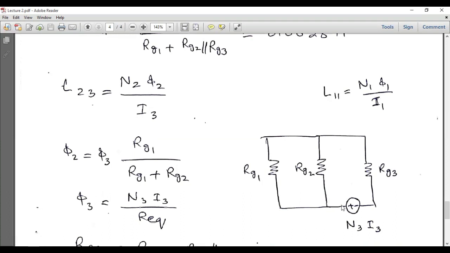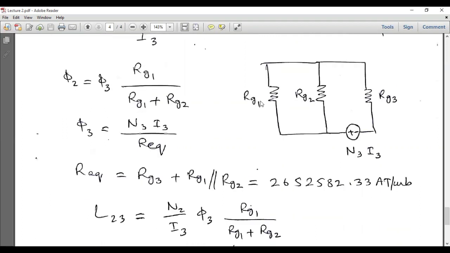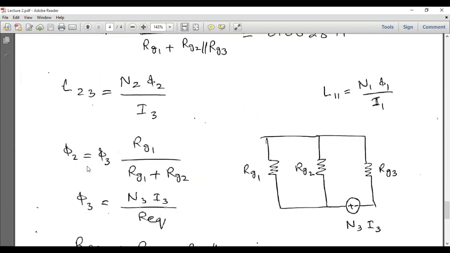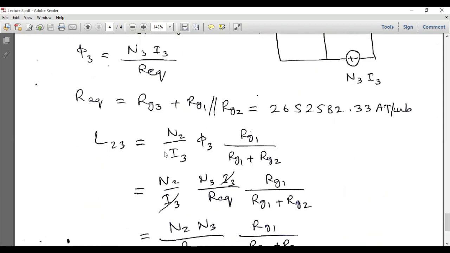Phi 3 in this case will be equal to N3 I3 divided by R equivalent, and the equivalent reluctance, assuming the source is present over here, can be calculated by the parallel combination of these two reluctances and their series combination with this Rg3. So Rg3 plus Rg1 parallel with Rg2 will be the R equivalent. Now we have calculated R equivalent, and now we can calculate phi 2, because R equivalent and phi 3 are both available to us, and these will be substituted in this expression. So flux phi 2 will be substituted in this expression. I3 is given and N2 is also given, so L23 can be calculated.